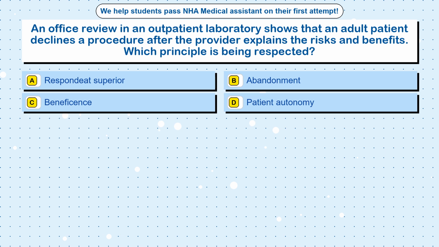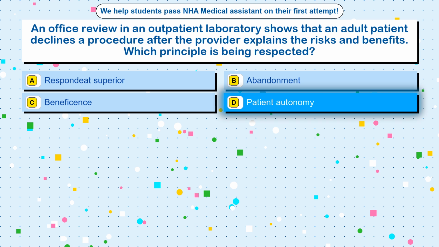Question 29. An office review in an outpatient laboratory shows that an adult patient declines a procedure after the provider explains the risks and benefits. Which principle is being respected? Option A, respondeat superior. Option B, abandonment. Option C, beneficence. Option D, patient autonomy.